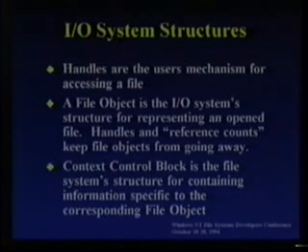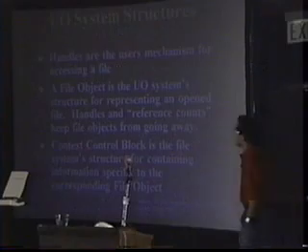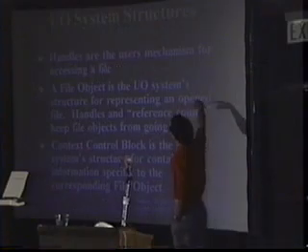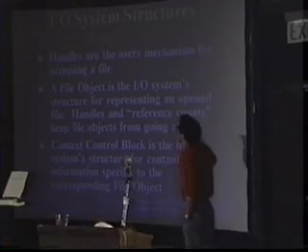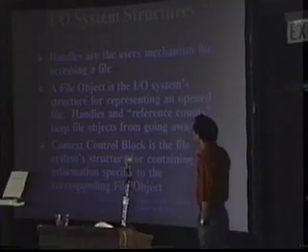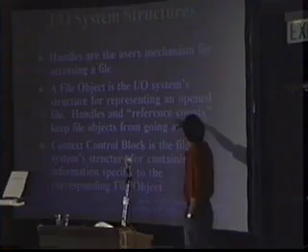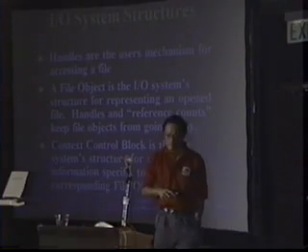I'm saying the handles are the mechanisms that the user uses for accessing a file. The way it would work is that the user has a handle and makes a call, like an NT read file. The handle gets translated to an object, and then the file object is what the I/O system puts together and sends back down to the file system. And handles and reference counts keep the files from going away.